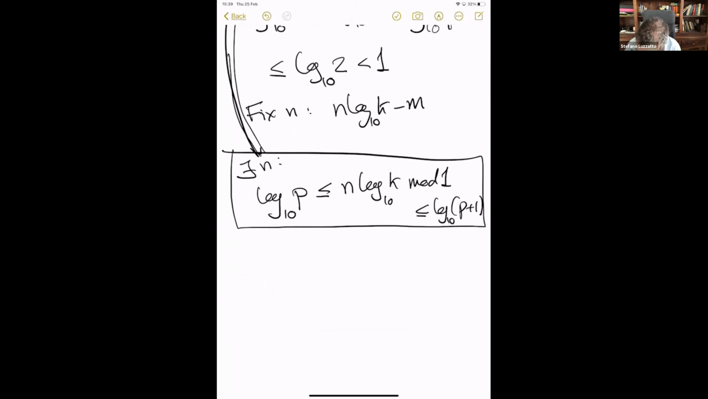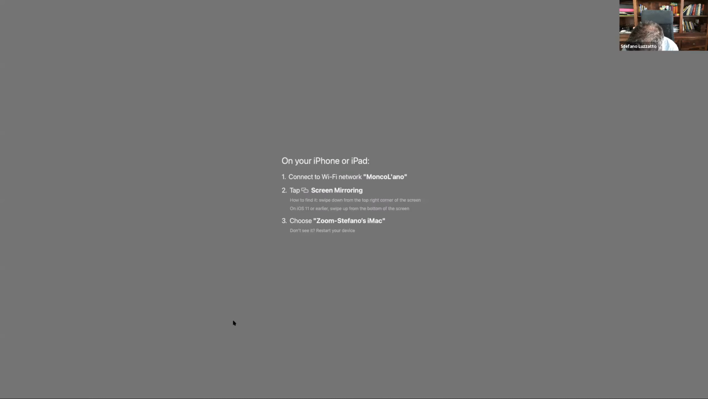Okay, so now we are 95% of the way there, right? So we need to show that there exists n such that n log base 10 of k mod 1 belongs to the interval log base 10 of p, log base 10 of p plus 1.